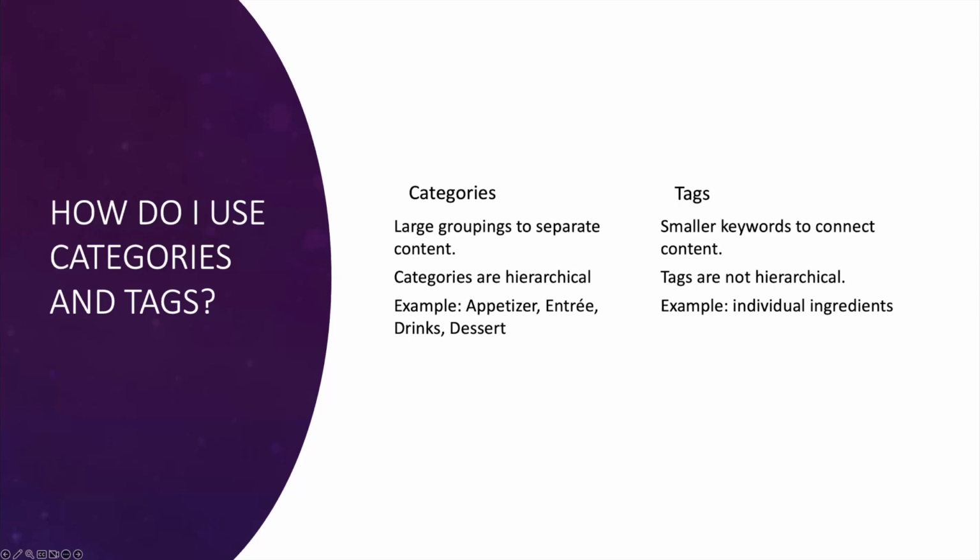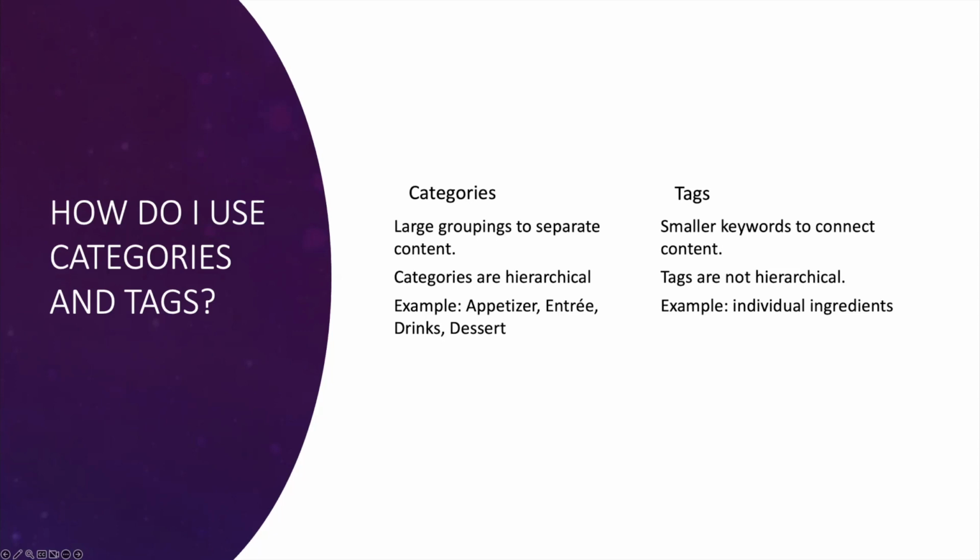So how do you use categories versus tags? This is one of those things that I screwed up when I first started. The easiest way to think of it is that categories are separating content and tags are connecting content. So with categories, you're using really big groupings. If you are writing a blog, this would be your pillar content: I cover these 5 topics on my website. Categories are hierarchical.